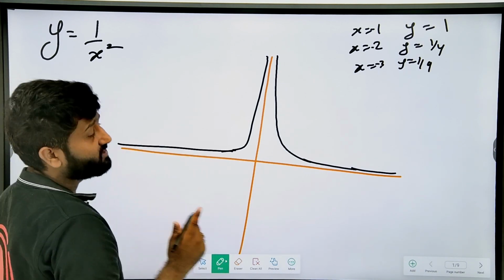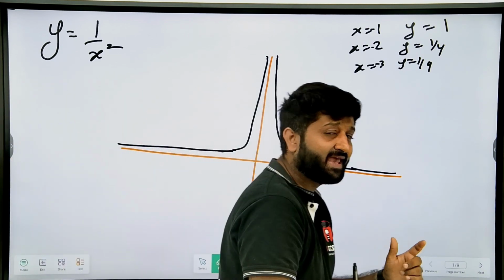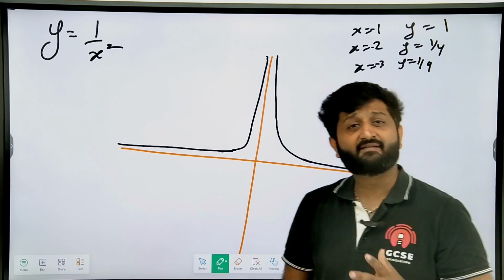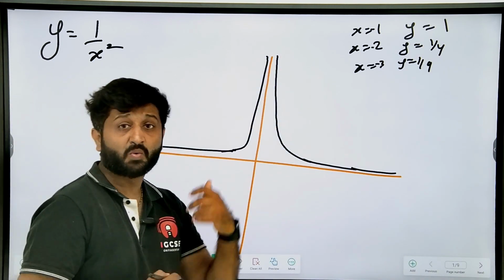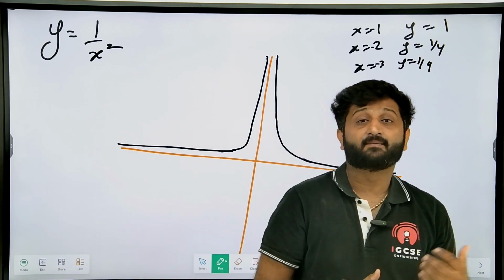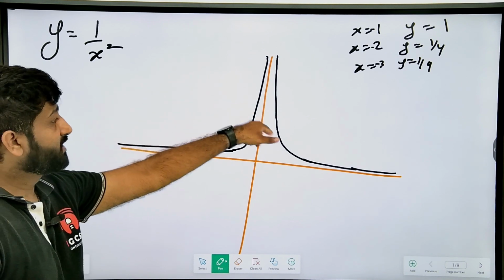Again, please ensure that these graphs do not touch the x-axis or the y-axis, because at that point the values are not defined, right? Because when x is 0, y is going to be 1 by 0. So it is forming an asymptote. Again, see, this is y is equals to 1 by x square.